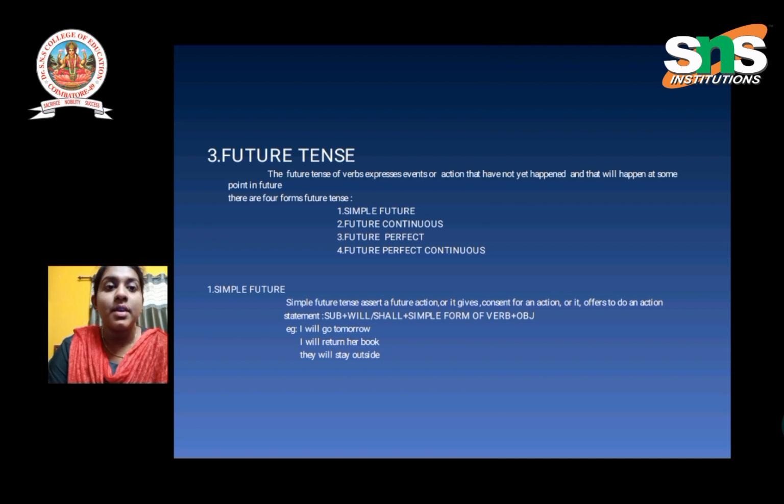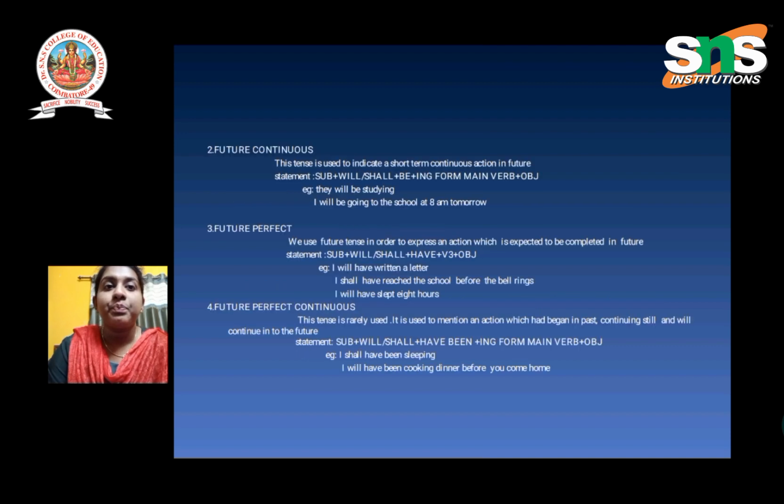Simple future tense asserts a future action, or it gives consent for an action, or it offers to do an action. Statement: subject plus will or shall plus simple form of verb plus object. For example: I will go tomorrow. I will return her book and they will stay outside.